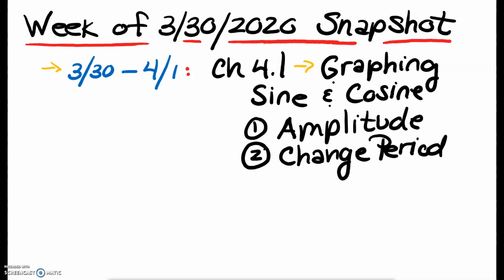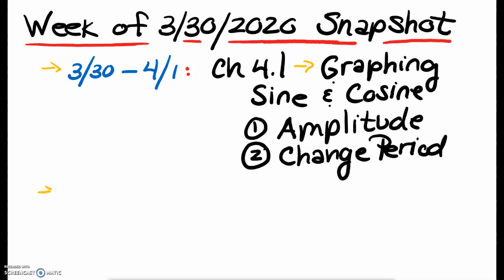So from reading your book, you should know what a period of a function is. We'll learn that sine and cosine are periodic functions that repeat every 2 pi. And we will be changing that period, and you'll be looking at equations where that period changes.